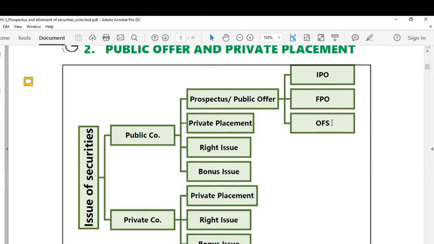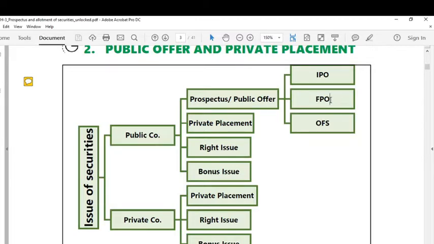And the third one is offer for sale of securities, OFS. This OFS, offer for sale of securities, will be done by a shareholder of the company. This is the technical difference a student must understand between IPO, FPO and OFS. Initial public offer and further public offer.